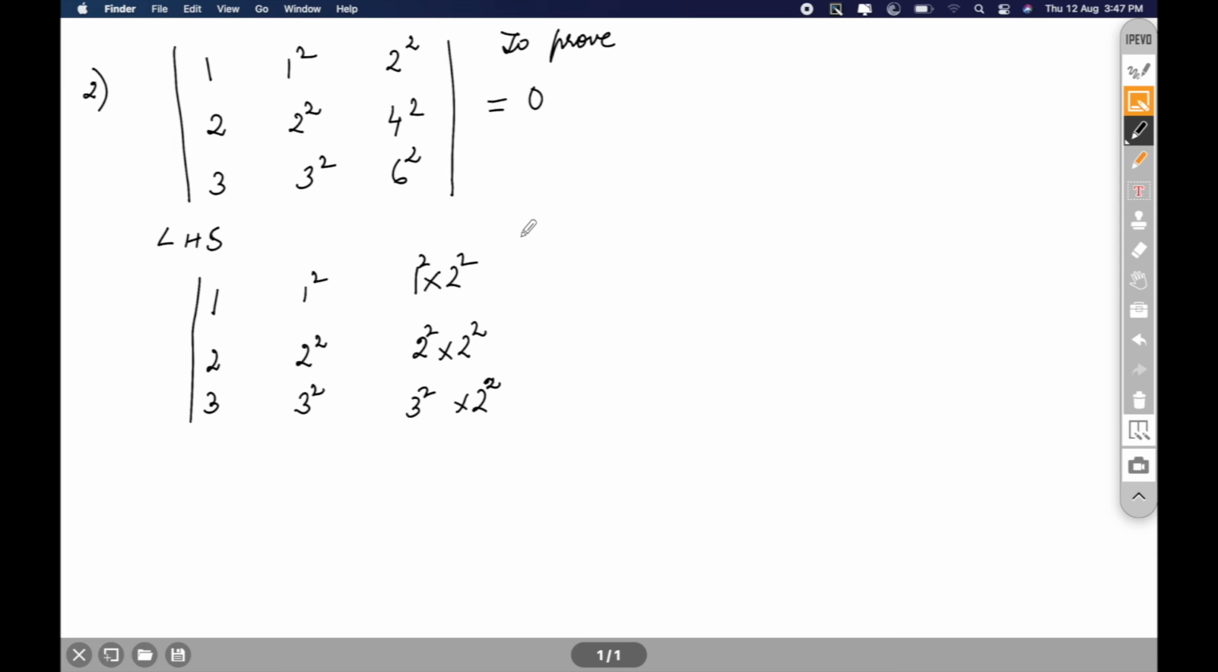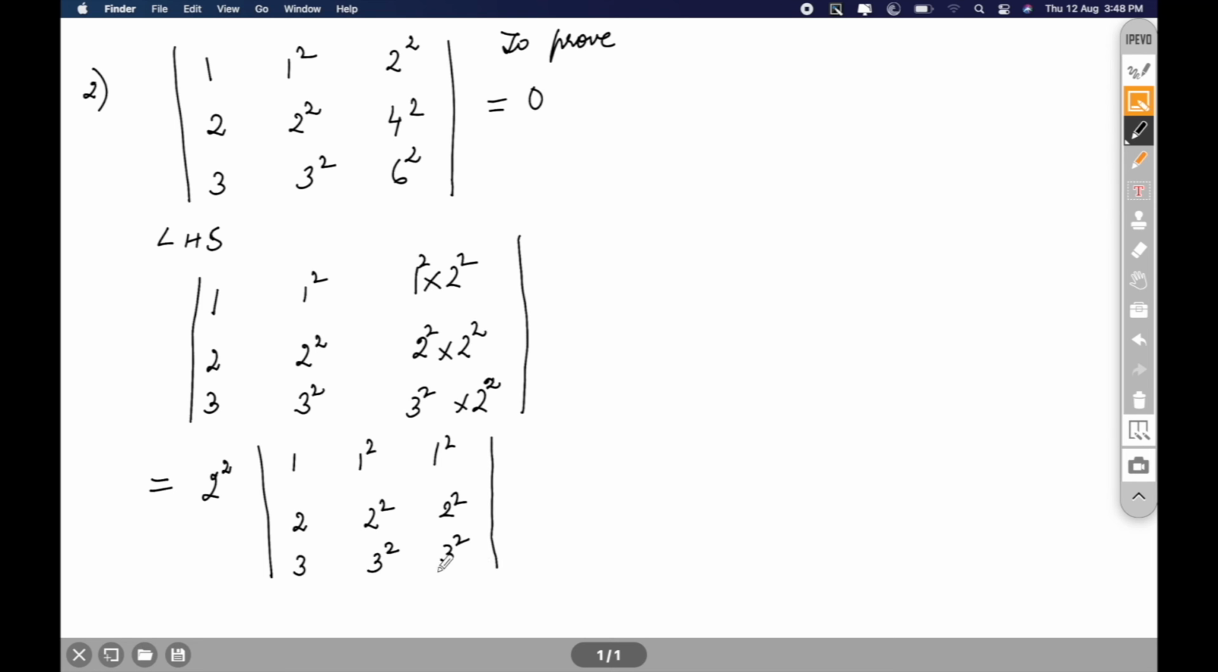Now one property is already visible here, that is a common factor that is available in any one row or column can come out of the determinant sign. So look at the third column. Column 3, you can see 2 square is the common factor throughout. So 2 square can come out. And what are we left with then? The other columns remain unaltered. So here 1 square remains, 2 square remains, and 3 square remains.